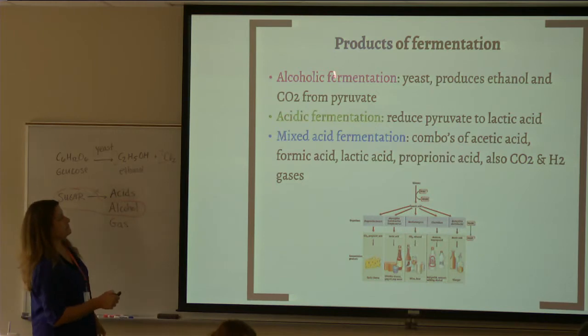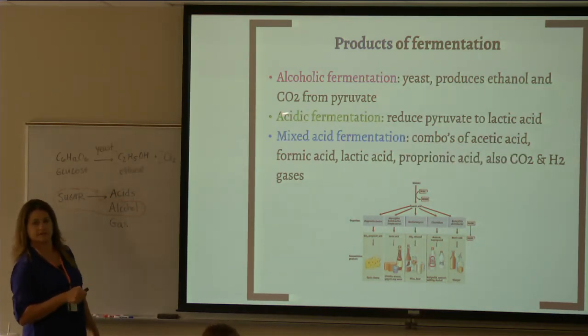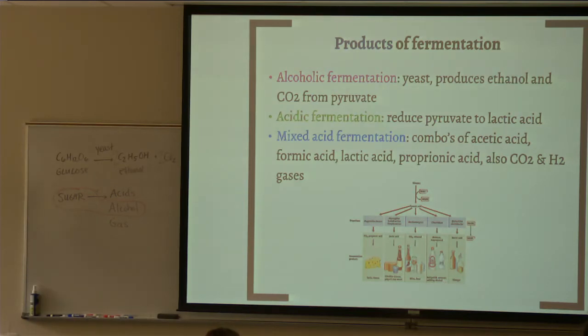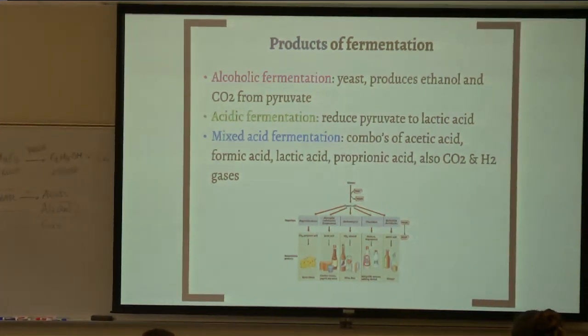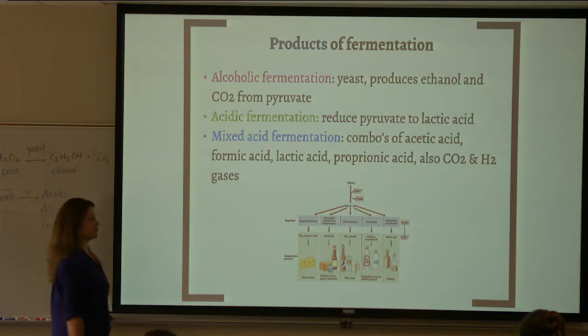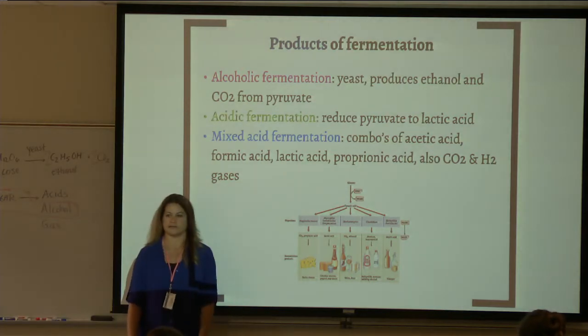Just to kind of round this up, products of fermentation, again, alcoholic. You can produce alcohols, as we can see right there. The type of alcohol varies depending on the organism. What we'll do in class is produce that ethanol and carbon dioxide gas. Acidic fermentation, an example would be taking that pyruvate, that glucose, and converting it to lactic acid. Mixed acid fermentation, some organisms produce a variety of acids.